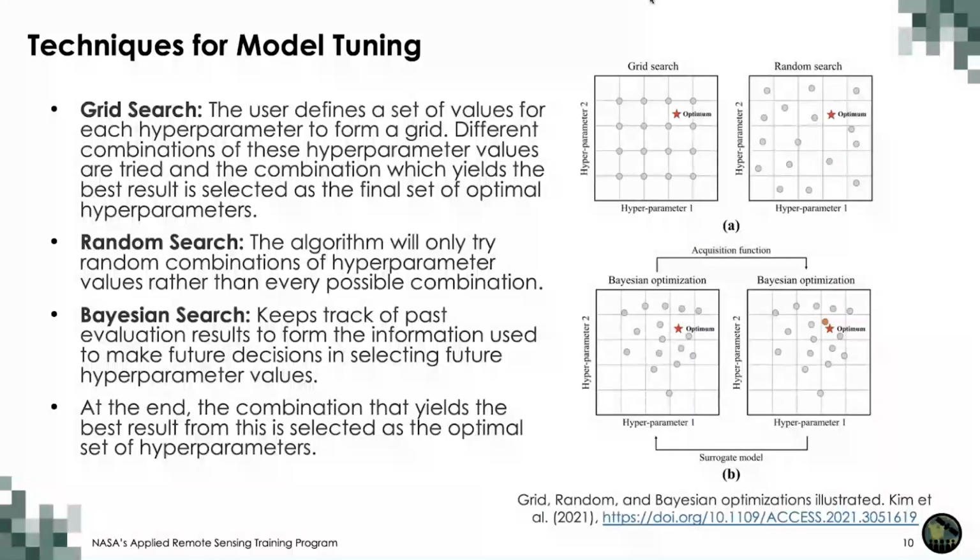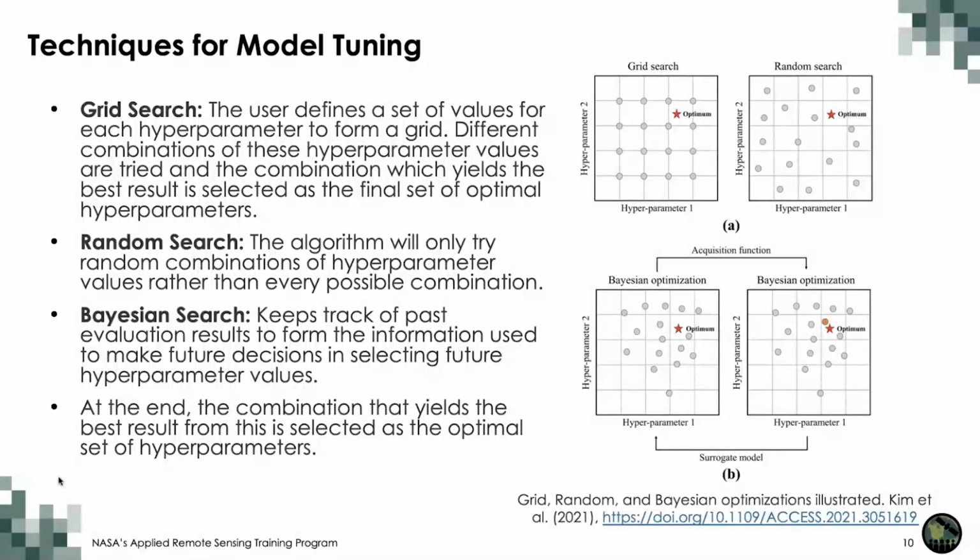Okay, so a bit more detail just to make sure that we explain this properly. On the grid search method, the user is the one that defines a set of values for each hyperparameter to form a grid. So the user has some knowledge on what hyperparameters to choose from to then perform the experiments. And this can be different combinations of parameters.